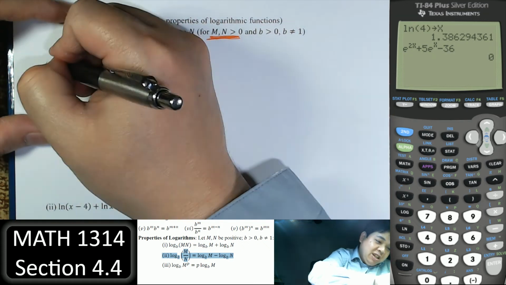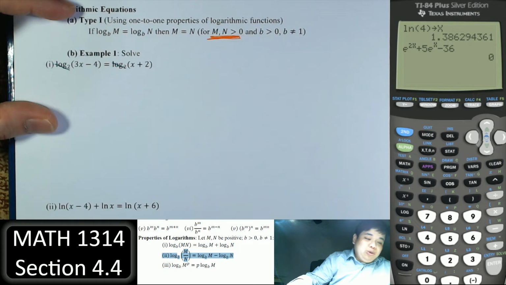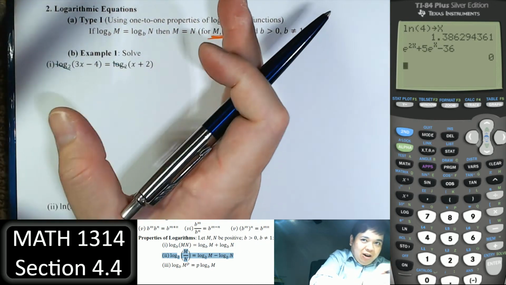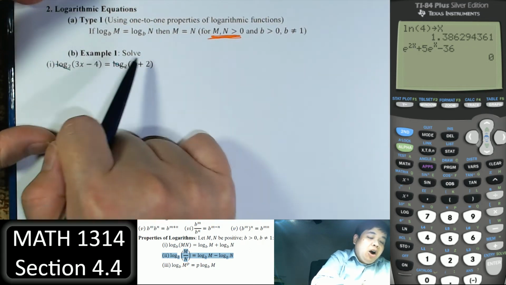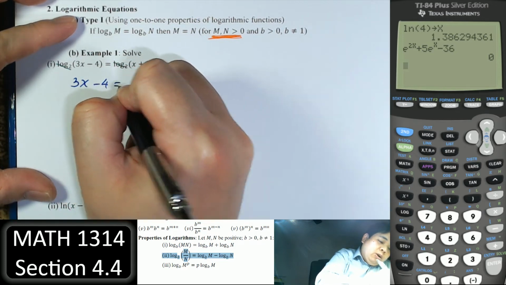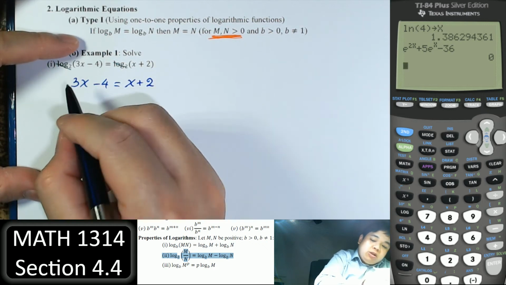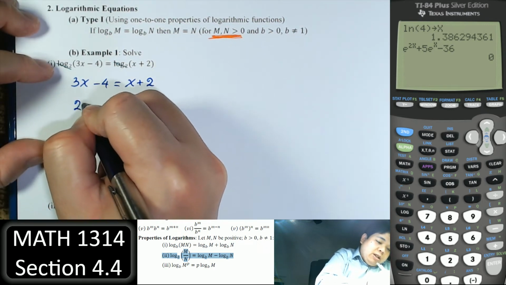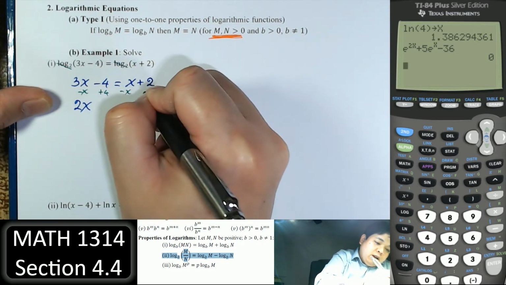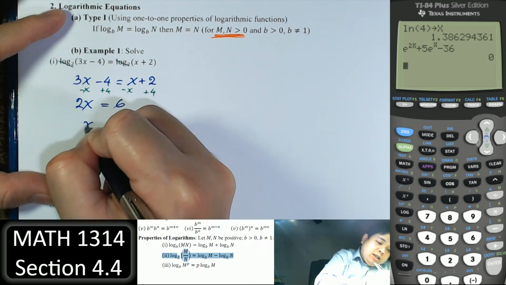First one is obvious. Log base 2 cancels out. So the bases of the logs are equal. Then the arguments of the log will be the same. So we have 2x minus 4 equals x plus 2. Subtract x on both sides. We have x, and plus 4 on both sides, equals 6. So x equals 3.